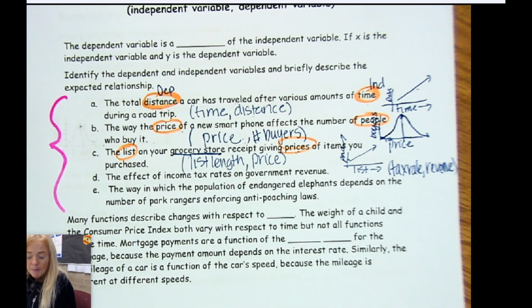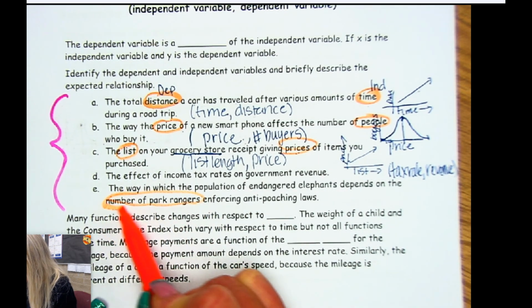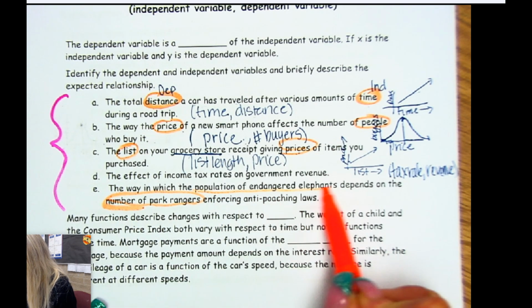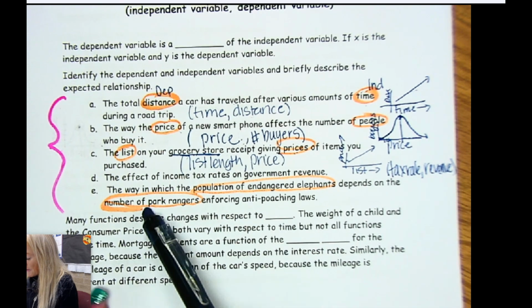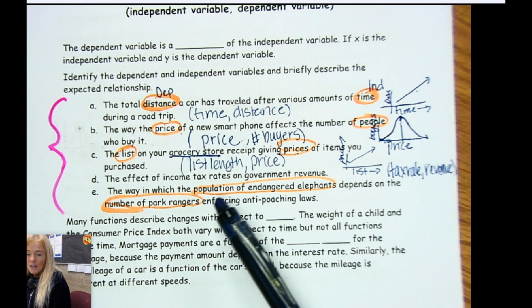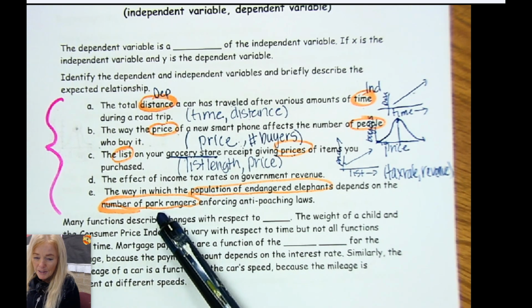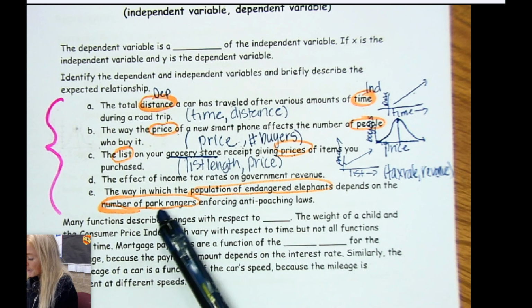Independent, then dependent. The way in which the population of endangered elephants depends on the number of park rangers enforcing anti-poaching laws. So here we have number of park rangers, and then population of endangered elephants. Now, does the number of park rangers depend on the population of endangered elephants, or does the population of endangered elephants depend on the number of park rangers? Well, I would say the population depends on how many park rangers.